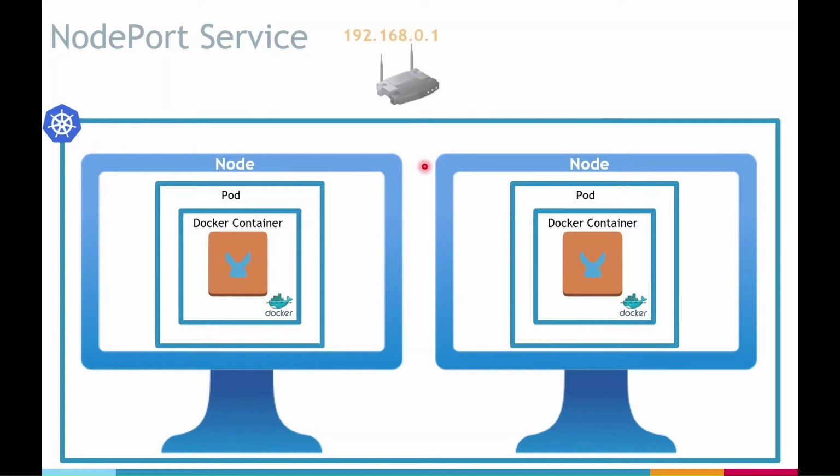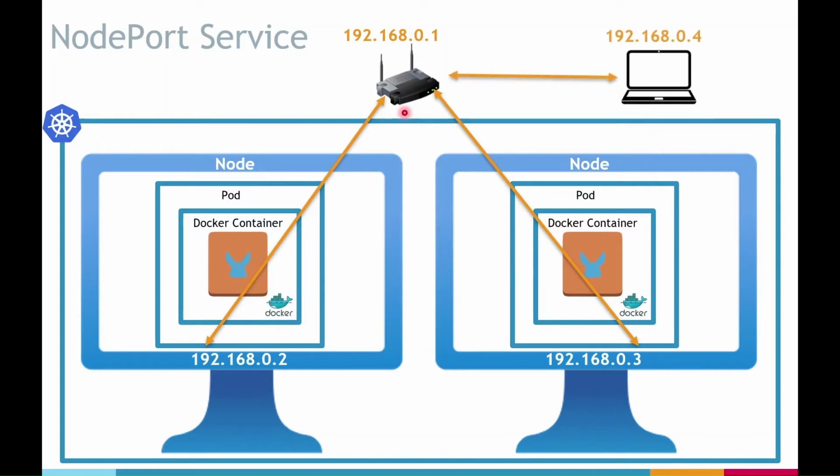So let's introduce one router. Now this router has an IP address of 192.168.0.1, and it connects this node and the other node. Now both the nodes have been leased an IP from the router. Now let's add one more participant, which is an external machine, and that's not part of this cluster.